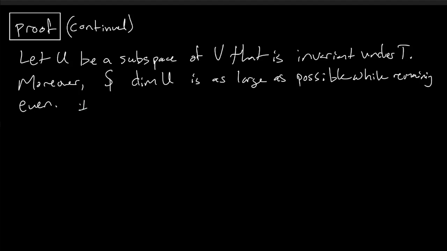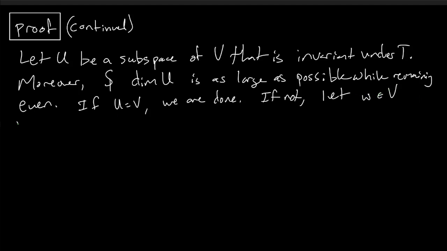Now, if U is equal to V, we are done. If not, let W in V be some vector such that W is not in U. Okay, so if you get all of V, you're done. Now V is even dimensional. If you don't, let's grab some vector that's not in U. Okay, this is easy to do. If U is not equal to V, there's something outside of it.